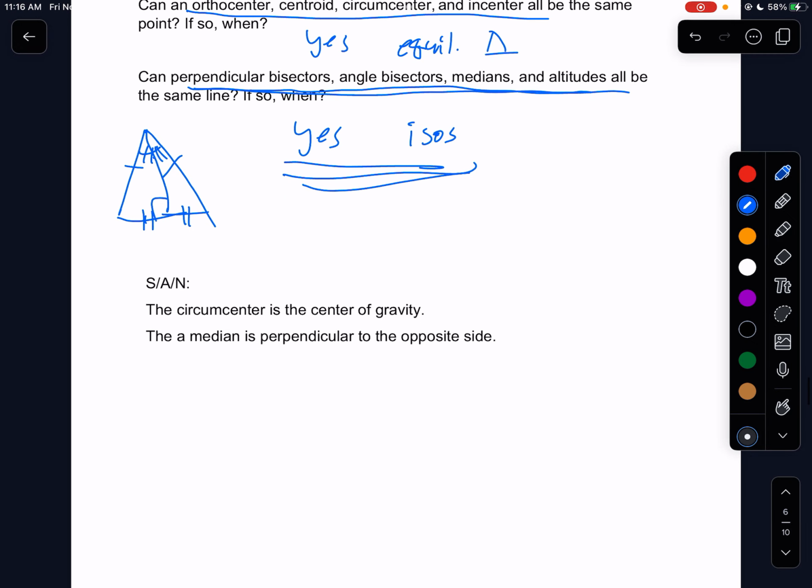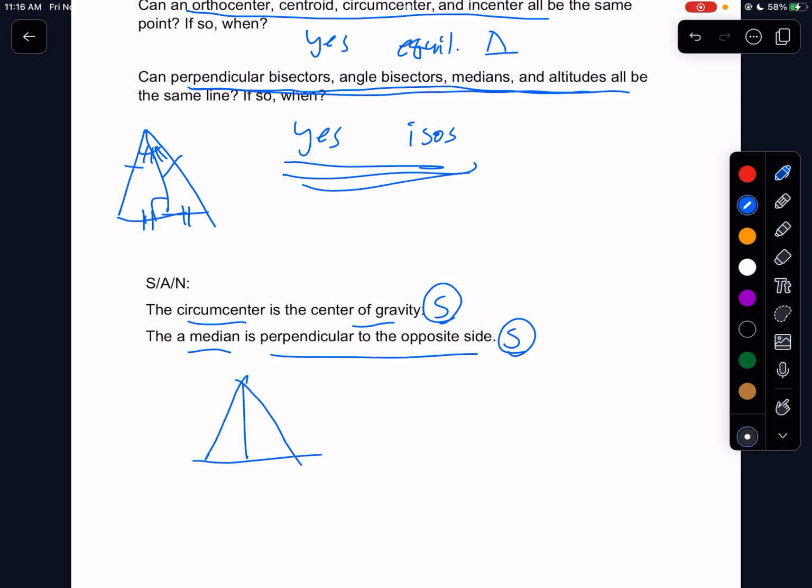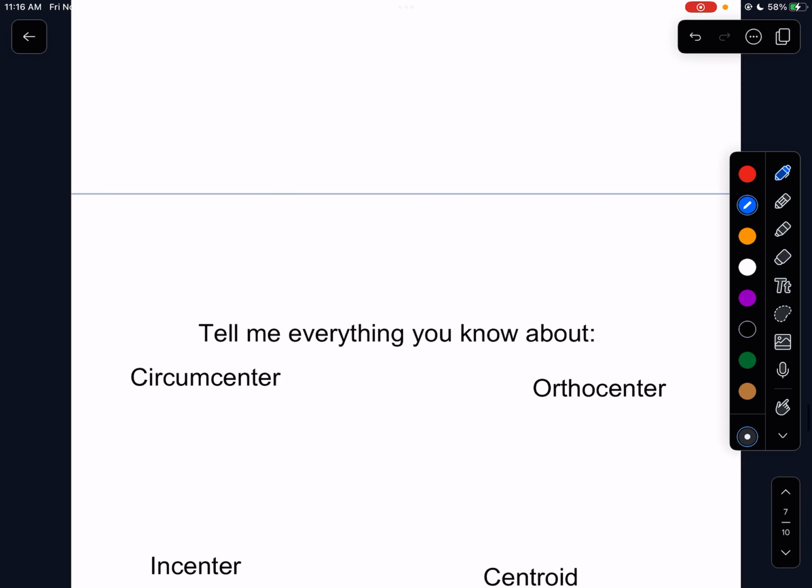Sometimes, always, never. The circumcenter is the center of gravity. That is sometimes. It is always equidistant from the vertices. It is sometimes the center of gravity. A median is perpendicular to the opposite side. Sometimes. On an isosceles triangle, the median is also an altitude. It's also perpendicular. What does a median have to do? A median has to hit a midpoint, but it can be perpendicular.